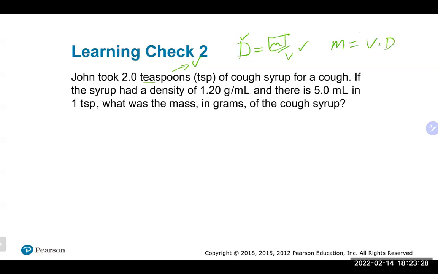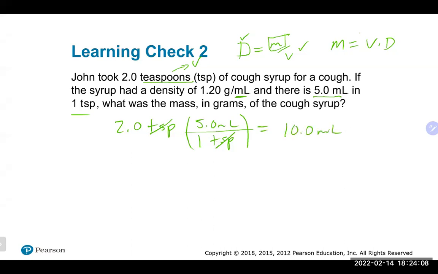Our volume here is in teaspoons and our volume here is in milliliters. So we're going to have the same issue we had with our feet and miles in that previous problem. We do have to do a conversion, which is why they gave us 5 milliliters is 1 teaspoon. So I'm going to convert the teaspoons into milliliters, and then I really could just use the density like a conversion factor to solve for what I'm looking for. So if I take my 2 teaspoons, to cancel that out, we want 1 on the bottom there and our 5 milliliters there. Up on top, teaspoons will cancel. That gives us 10 milliliters.